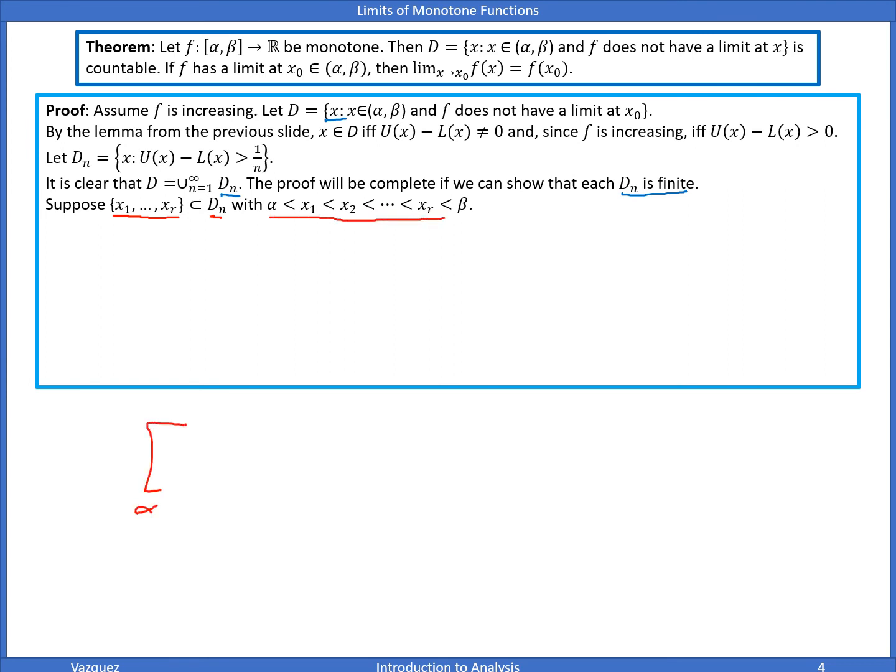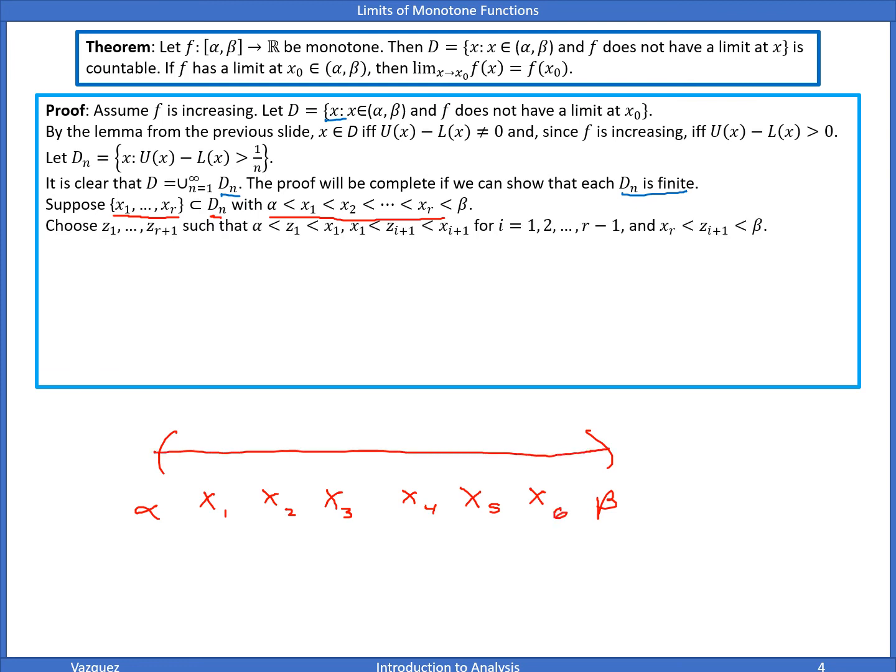So if we have the closed interval alpha, the open interval should be alpha, beta. All those points that don't have a limit, we're going to set them up in order: X5, X6. I'm going to leave that there because it doesn't just go up to X6, it goes all the way to XR.